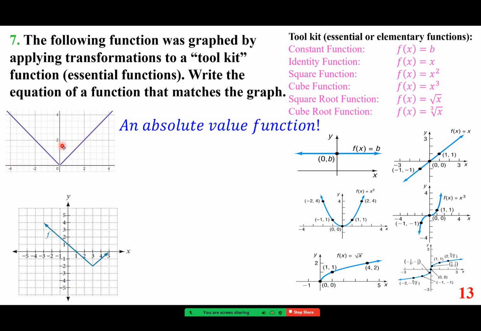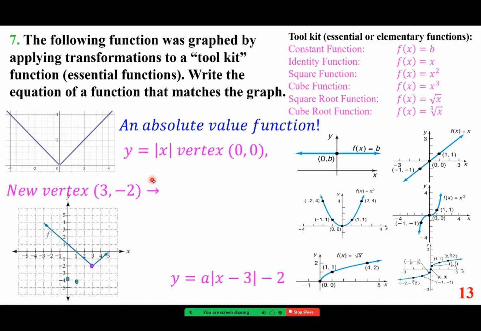And so if you look at the absolute value, it has a vertex at (0, 0). And now it has been shifted to this place, which has coordinates (3, -2), which means it has been shifted 3 units to the right, 2 units down. So the way we write it with the vertex is that y is the absolute value of x minus 3, minus 2. However, because we don't know if this is going to stay the same, it gets closer to the y-axis or away from it, we put an a in front of it. We need to calculate that.